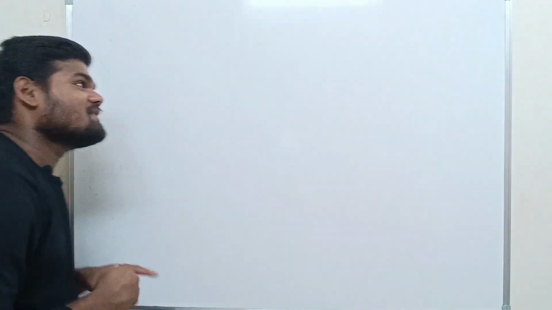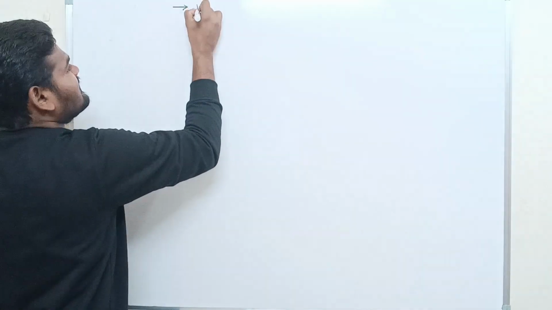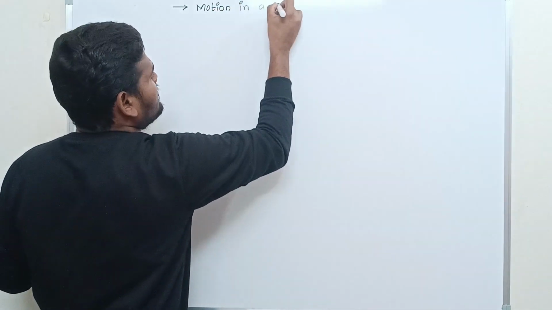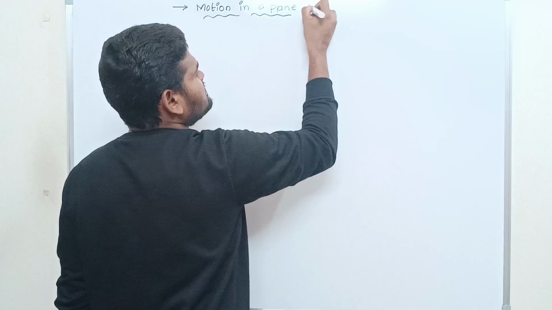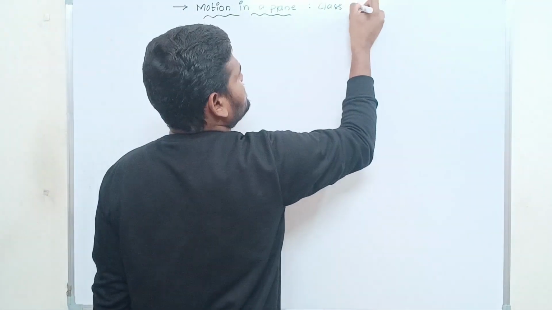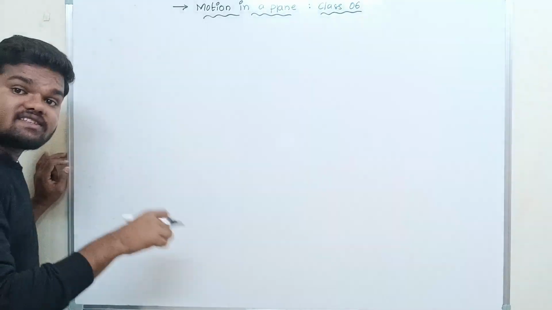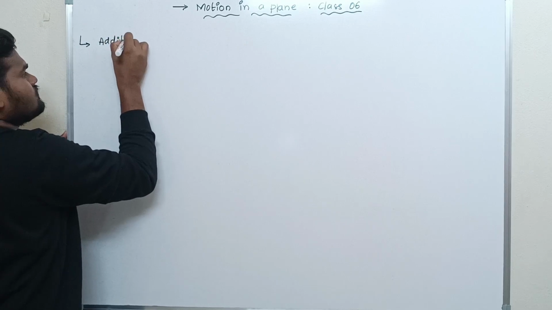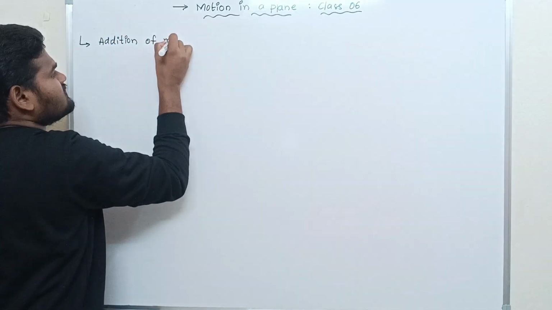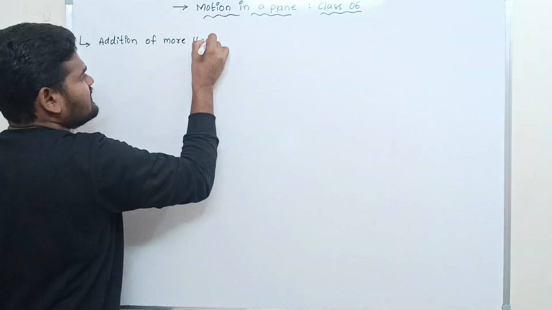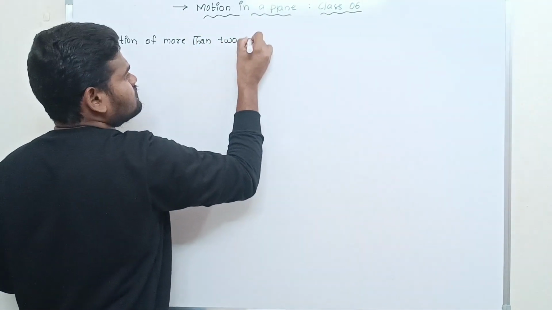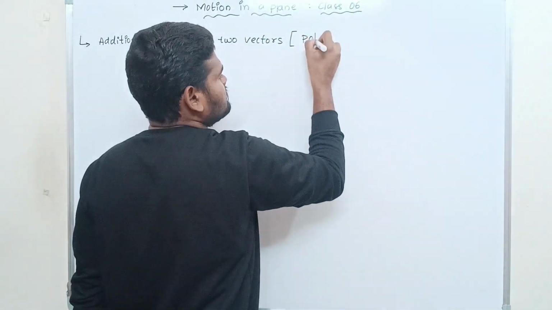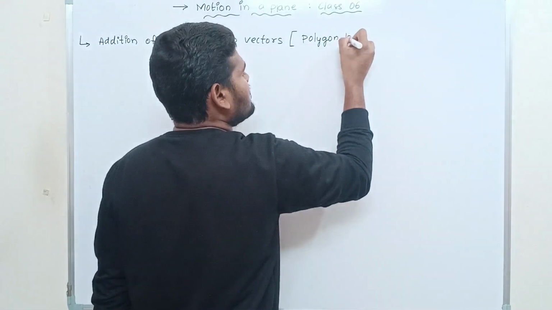So what is the chapter going on? Motion in a plane. This is class number 06. What is today's topic? Today's topic is addition of more than two vectors, and this is also called the polygon law.